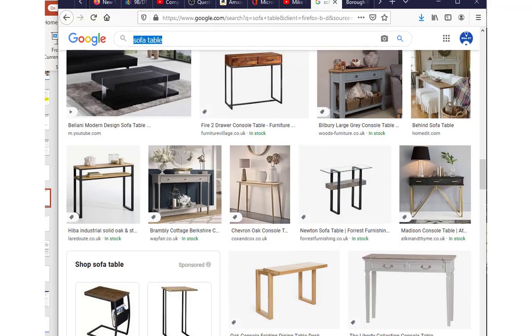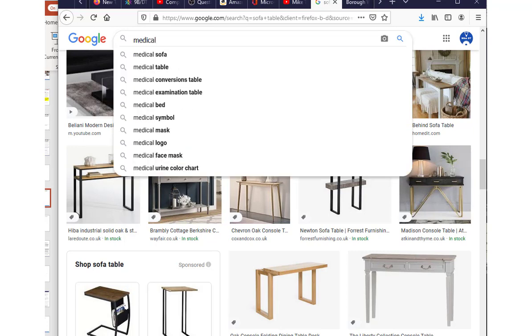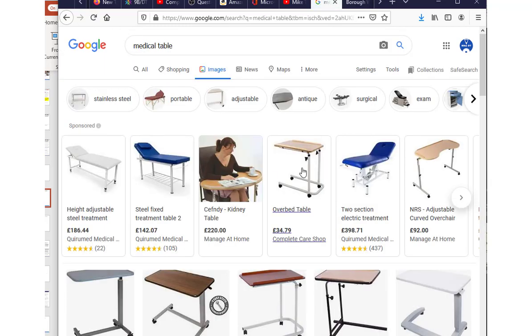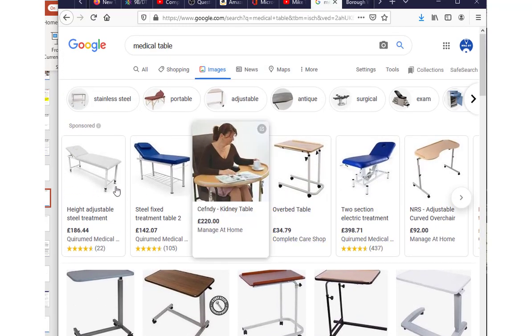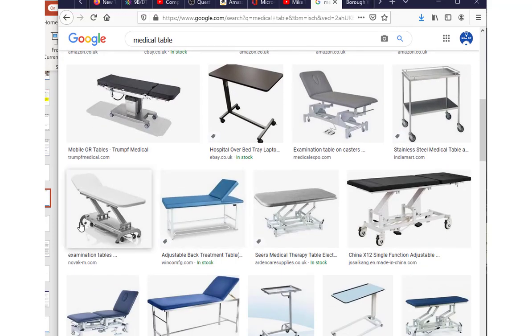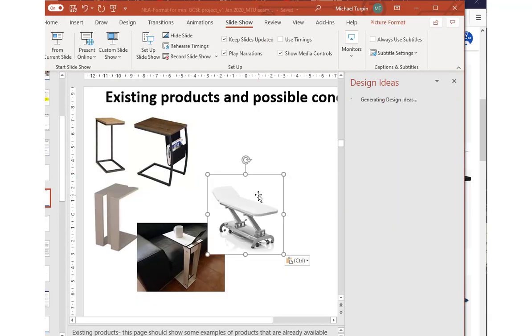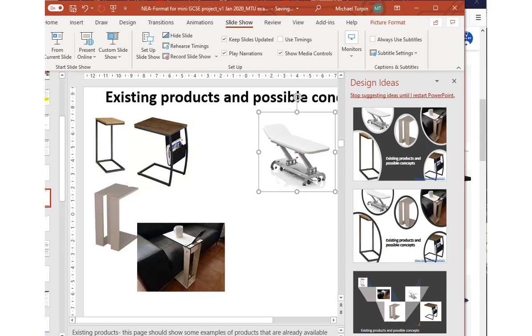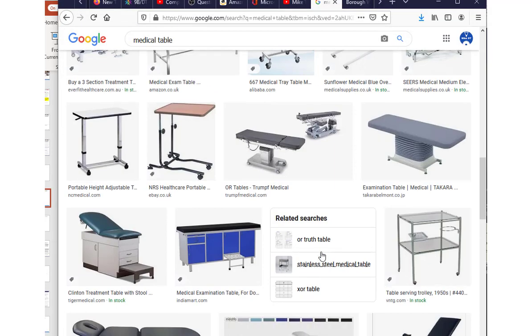Let's look for, I'm going to look for a medical table and hope I don't find anything horrible there. Medical table, there we go. That's already bringing me up a different set of outcomes, isn't it? Look at those lifting mechanisms there. I think that's interesting. Makes me think of car jacks and stuff like that. So that might be worth looking at in terms of making my product adjustable.